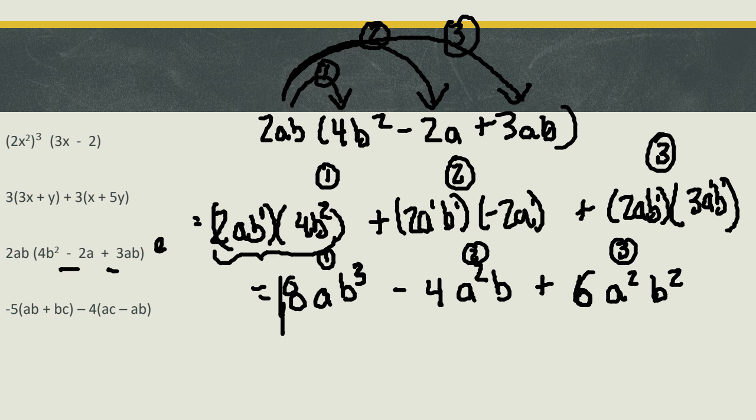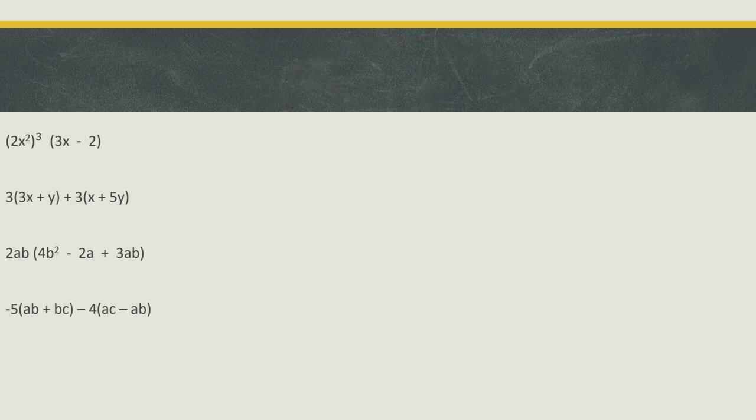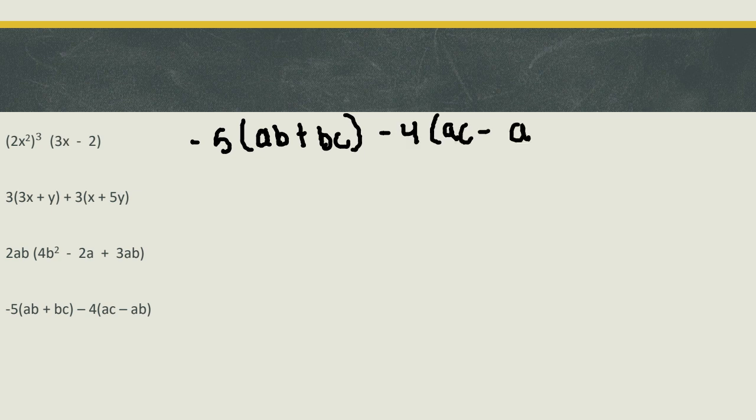Okay, cool. I'm gonna erase that. All right, one more, and then we're gonna get into division. So I have negative 5 AB plus BC minus 4 AC minus AB. So I have 2 different things that need the distribution property. It's very similar to the second one we did, but this gets brought through the brackets and this gets brought through its brackets.